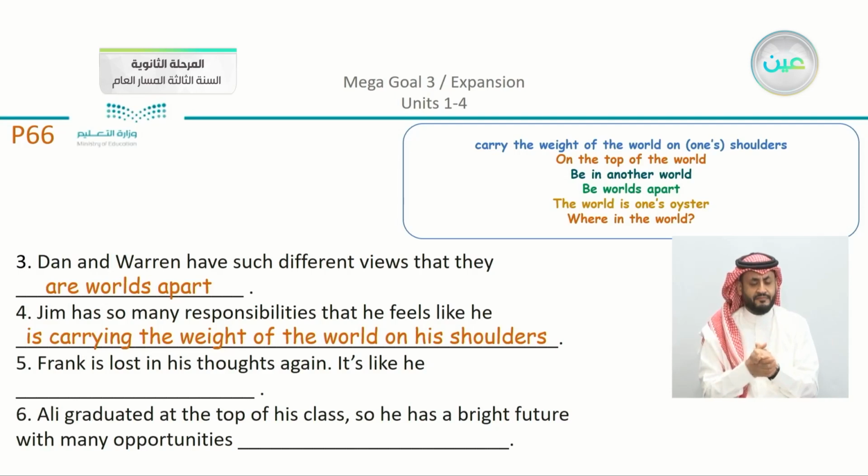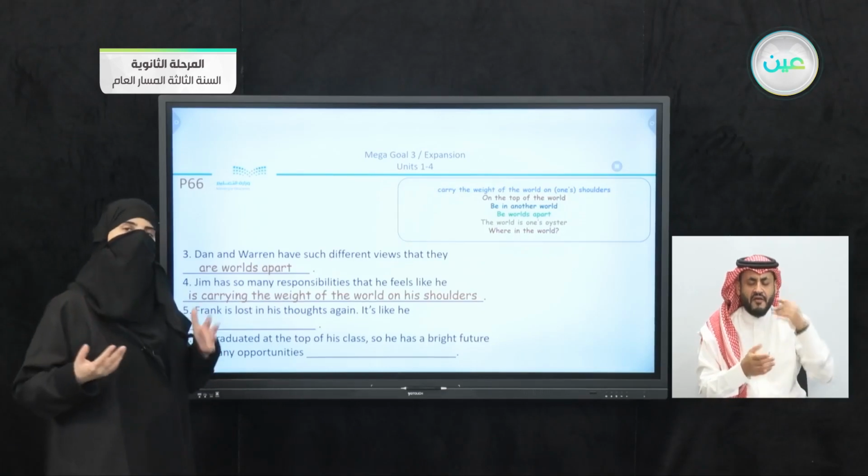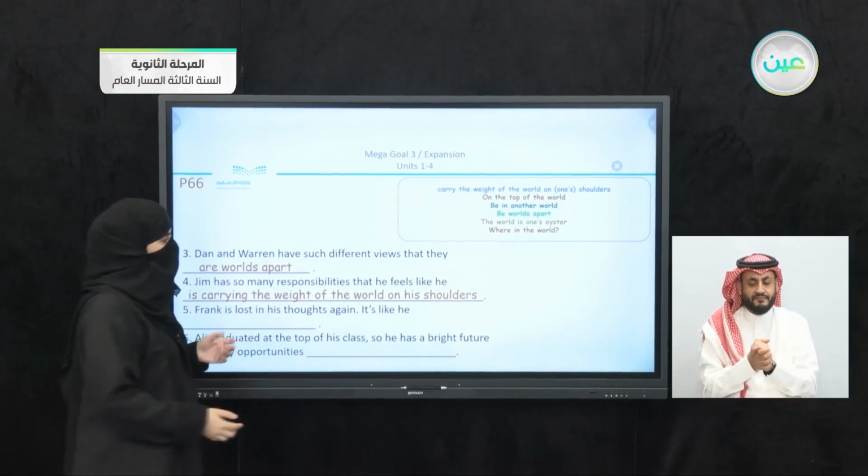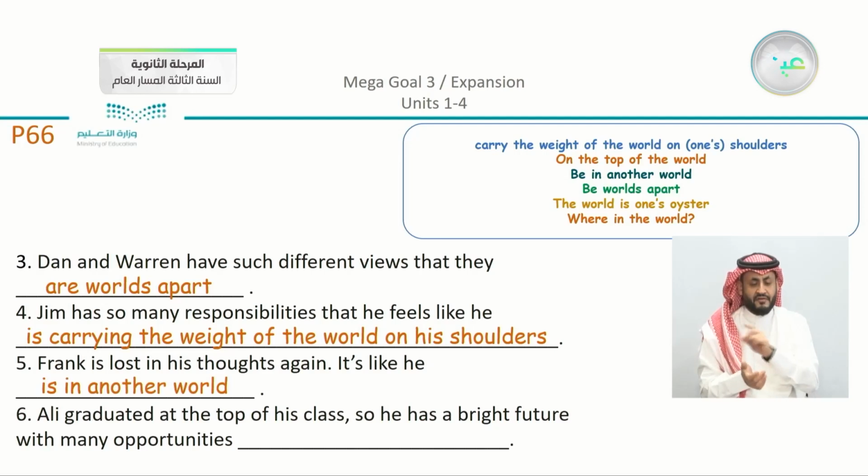We have number 5, Frank is lost in his thoughts again. It's like he. Now the keyword here is lost in his thoughts. So you can say that it's like he is in another world. We have here, Ali graduated at the top of his class, so he has a bright future and many opportunities. Your keyword is going to be future, bright. So we have here, the world is his oyster.